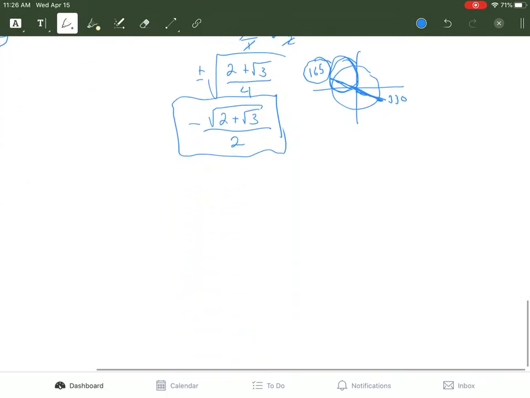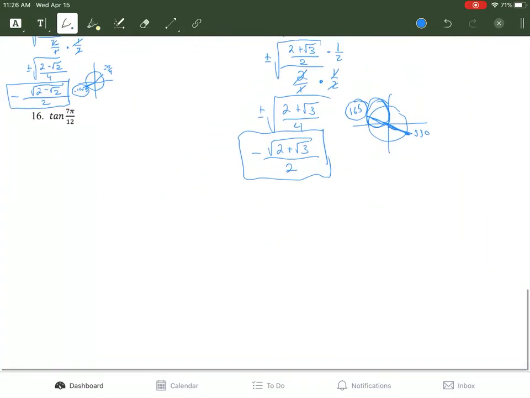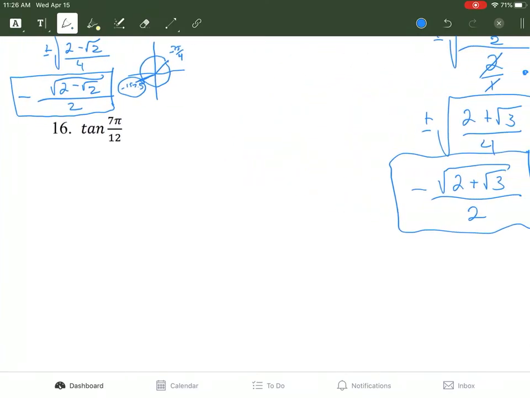All right, one last question, and then we're done with the review, which is the tangent. So for tangent, for half angle, we have 7 pi over 12. We're going to take 7 pi over 12 and multiply it by 2. We're going to get 7 pi over 6.